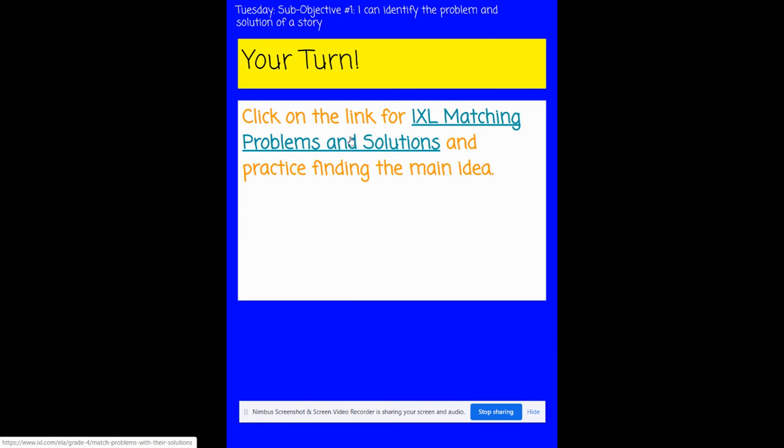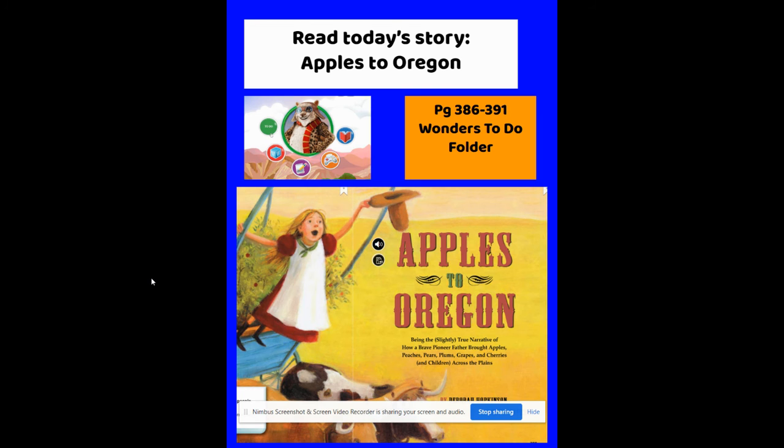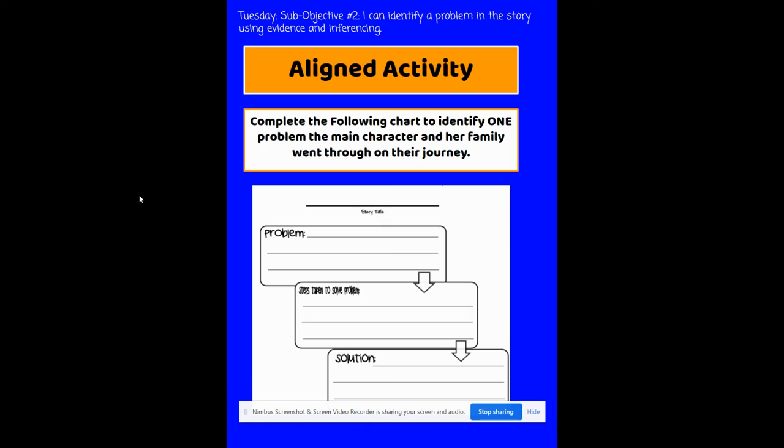And then you're going to click on the link for IXL to practice finding the main idea of the different stories. And then you're going to read Apples to Oregon in your Wonders To Do folder in your binder. Once you have read Apples to Oregon, you're going to complete the chart. It says problem, it's a little bit hard to see, steps to solve the problem and solution. So you're going to write the title here, Apples to Oregon, and then complete sentences.